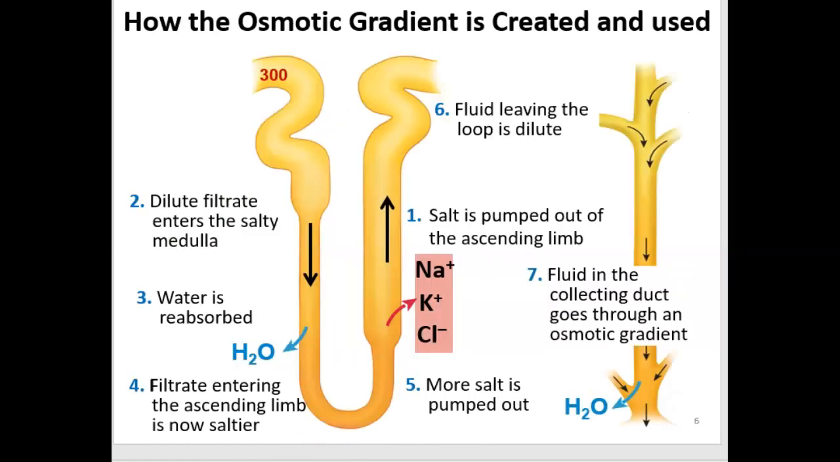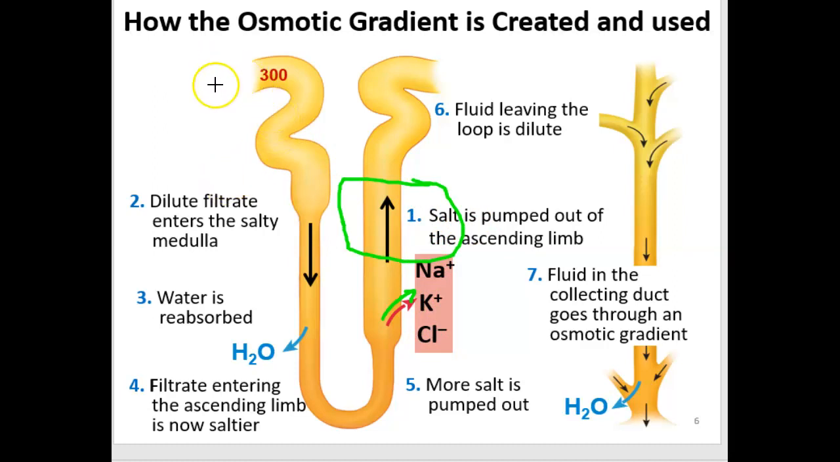Okay, let's look at how this osmotic gradient is created. We need to start primarily, I think, over at number 1 in the ascending limb over here. Salts are pumped out of the ascending limb. That's active transport: sodium, potassium, and chloride. So that's making the interstitial fluid highly concentrated.